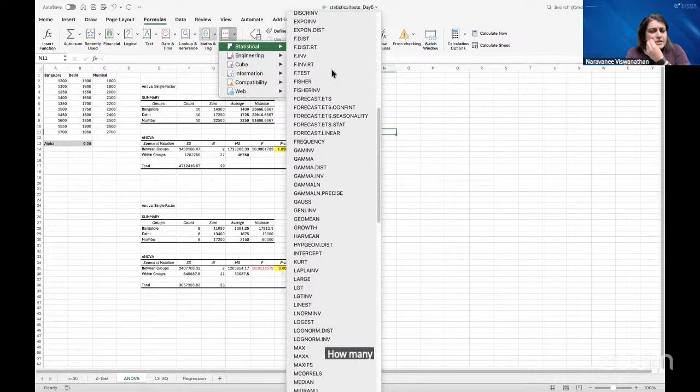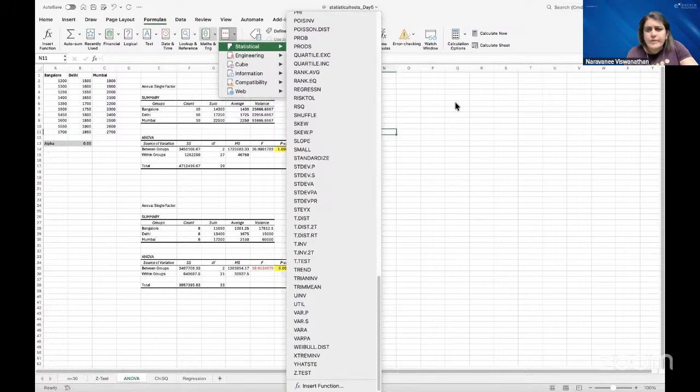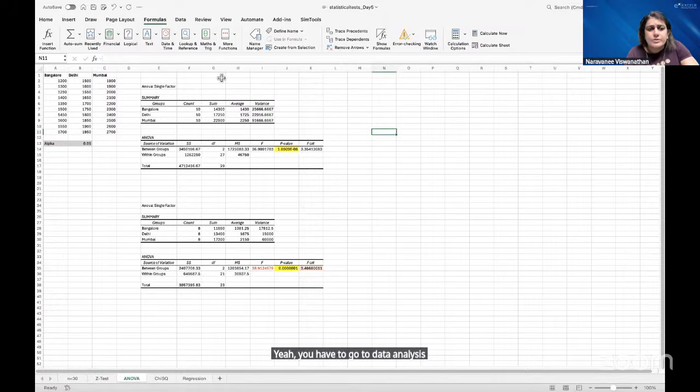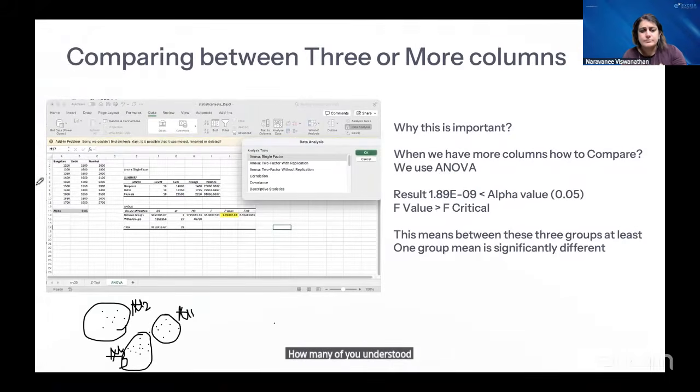How many of you understood ANOVA? Yeah, you have to go to Data Analysis only. It's not there in formulas. Okay. How many of you understood ANOVA?